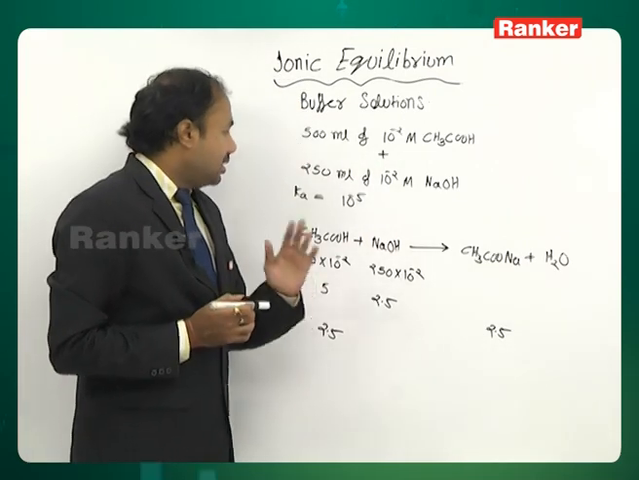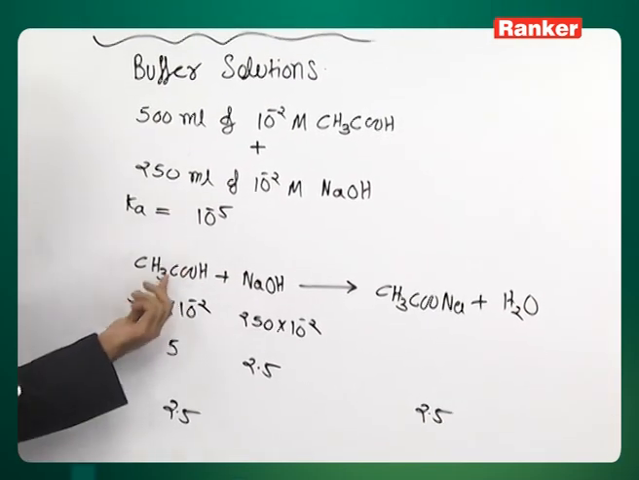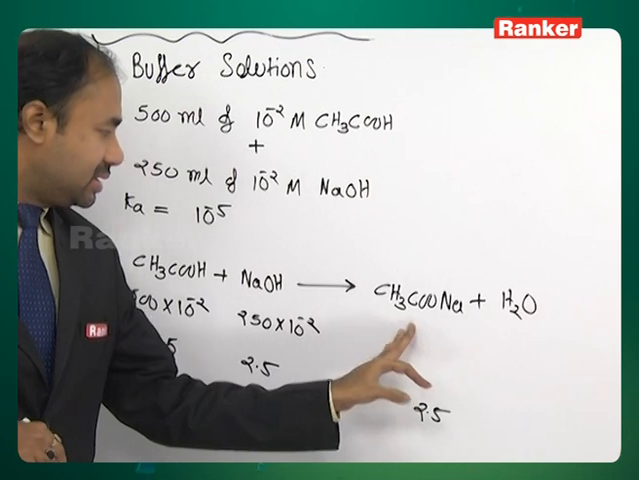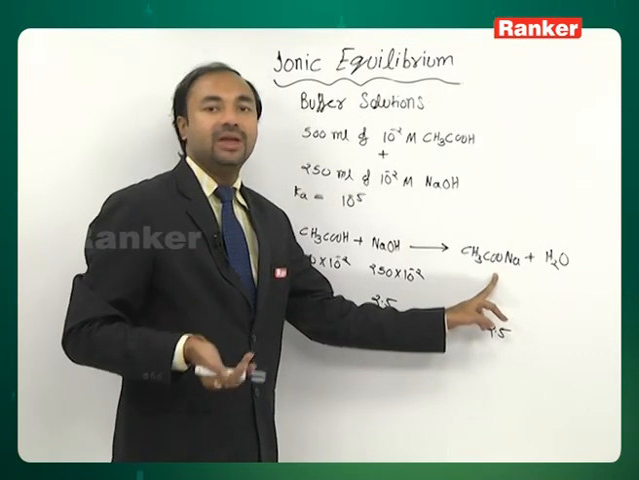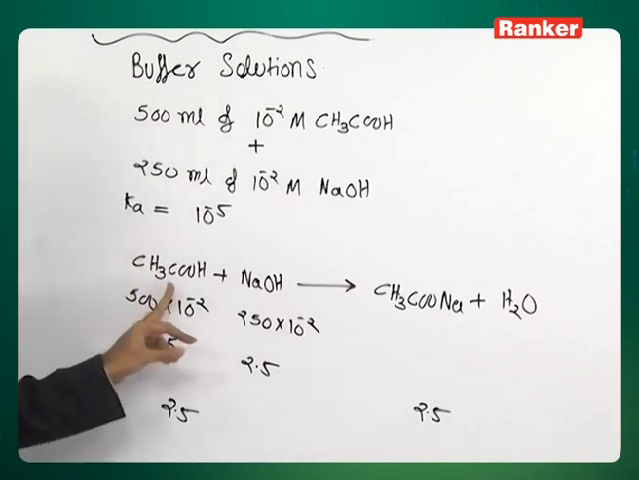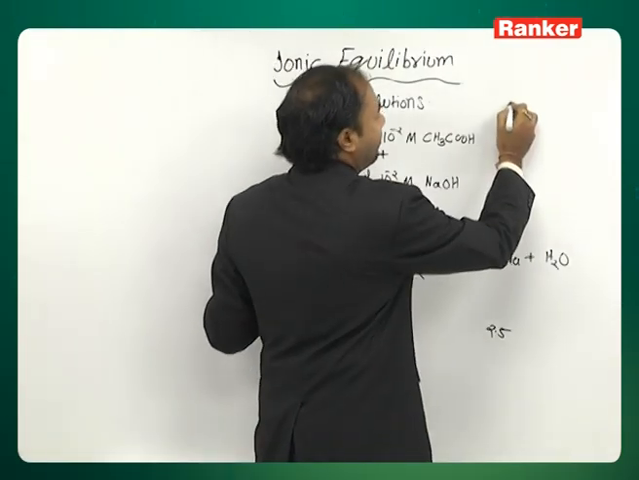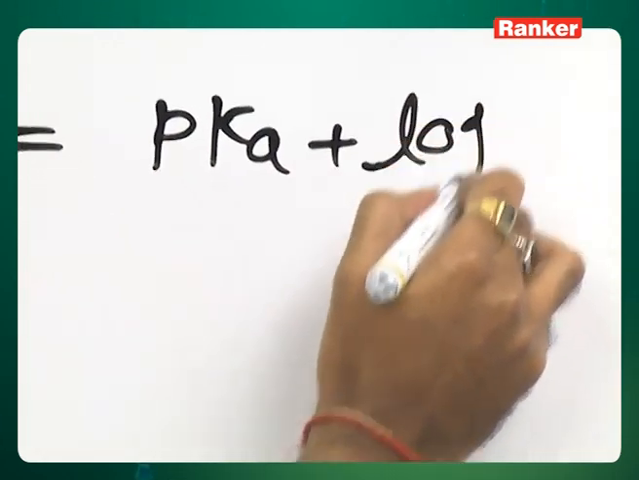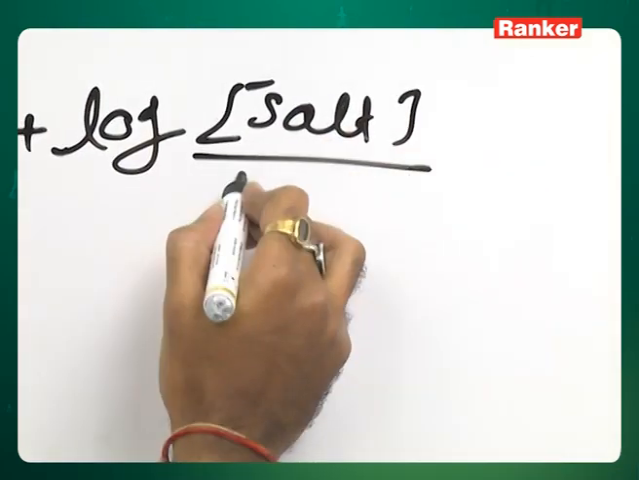See, now if you look at the final composition of the solution, you have got acetic acid, which is a weak acid, along with sodium acetate, which is a salt of a weak acid with a strong base. As per the definition, the solution now becomes a buffer. And what type of buffer it will be? It will be an acidic buffer. We use Henderson equation here, which says that pH of a buffer will be equal to pKa plus log of concentration of salt by acid.